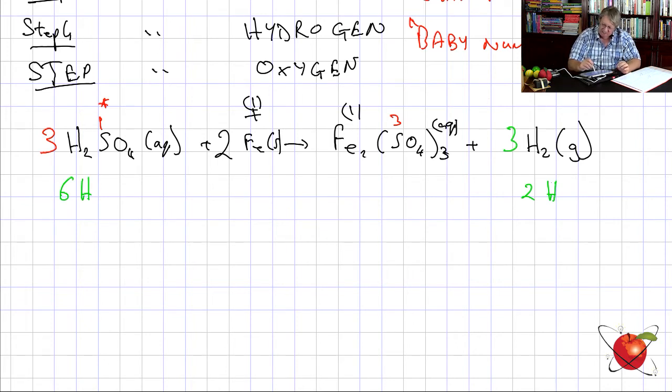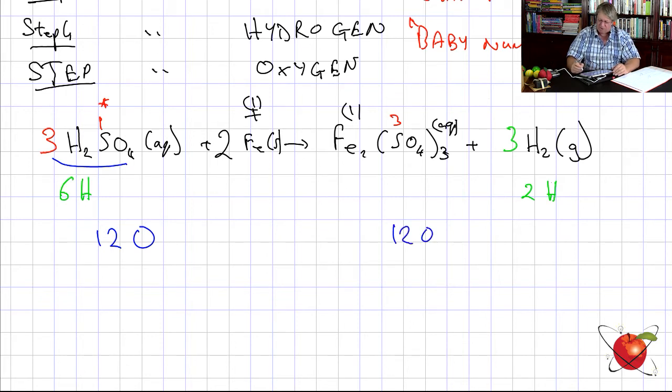The last step is let's look at the oxygen and say this side I have got 12 oxygens. 3 times 4. You bring that number into play. Over here, I have got 12 oxygens. The chemical equation is balanced. That is what we've done. 12 oxygens. I know that looks like 120. 12 oxygen atoms. That's the steps that we followed.